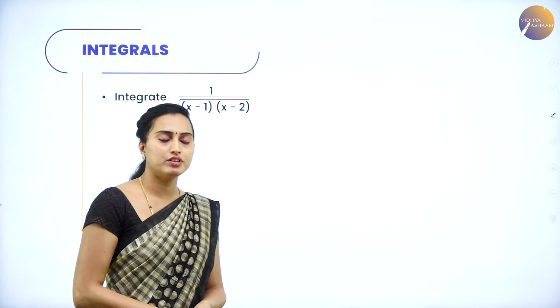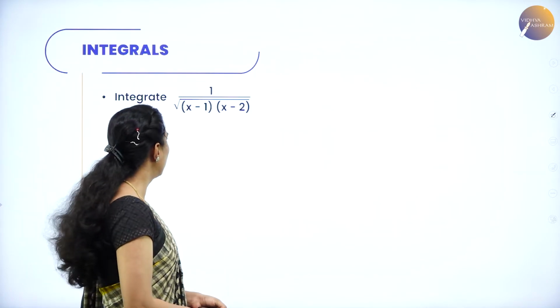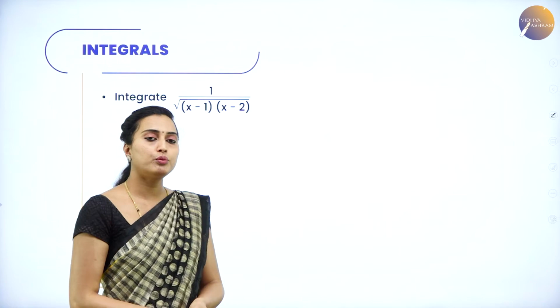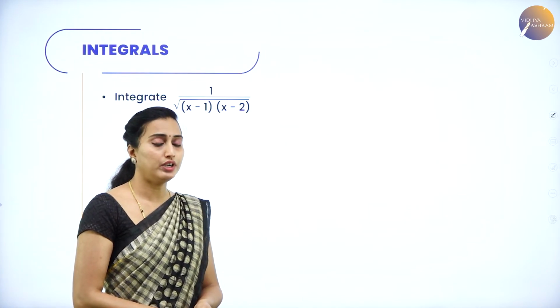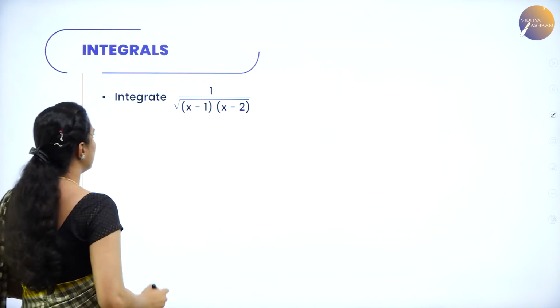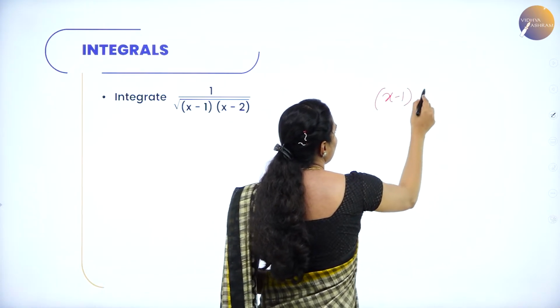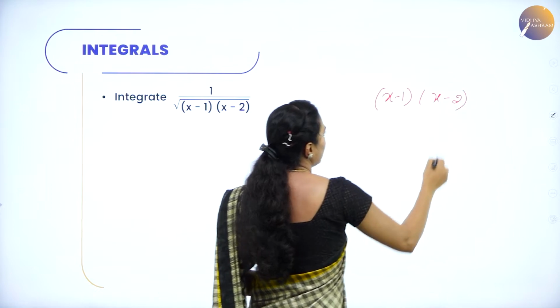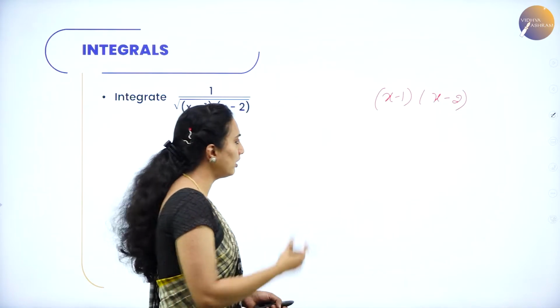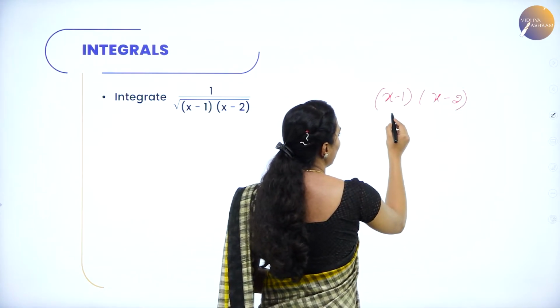Now we'll be moving on to the next problem, dears. What they've asked: integrate 1 over under the root (x minus 1)(x minus 2). Dear students, you can multiply this inside. What happens? (x minus 1)(x minus 2). I am taking this separately because I am going to get a quadratic equation, and by the completing square method, reduce it to the form of any one of the particular functions.